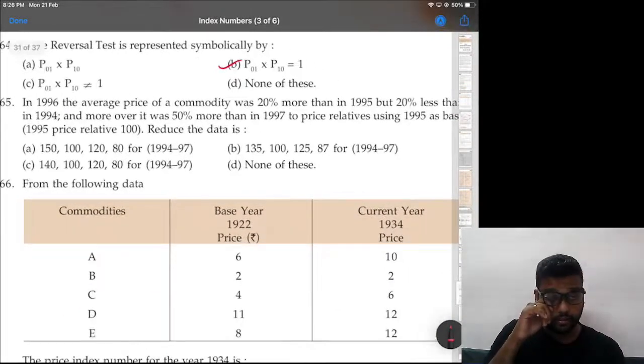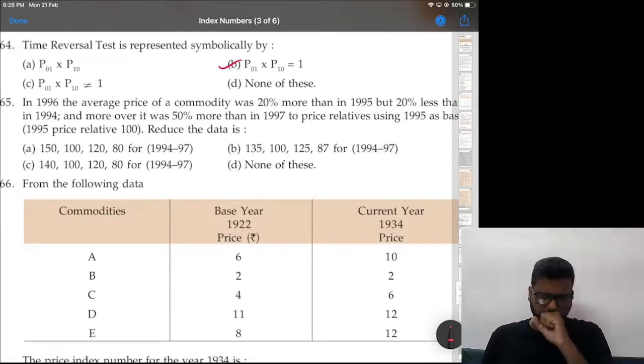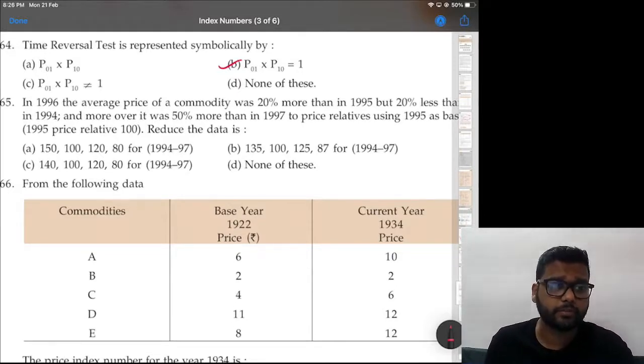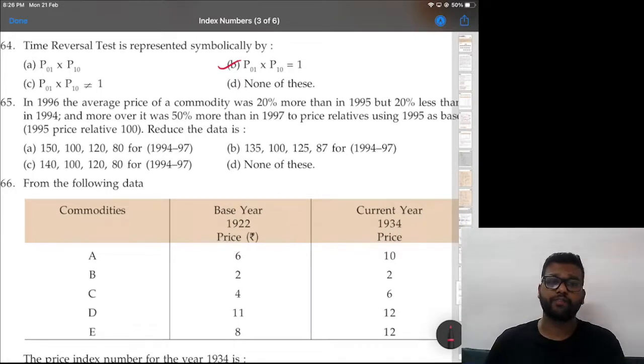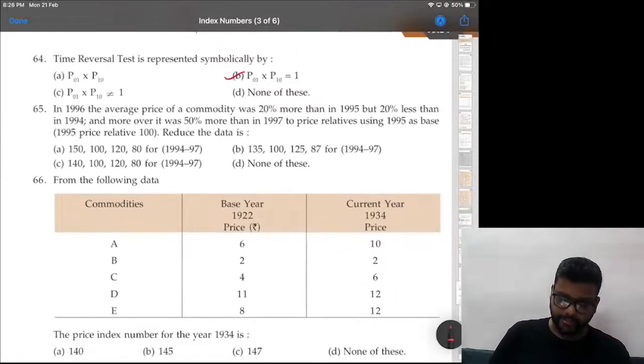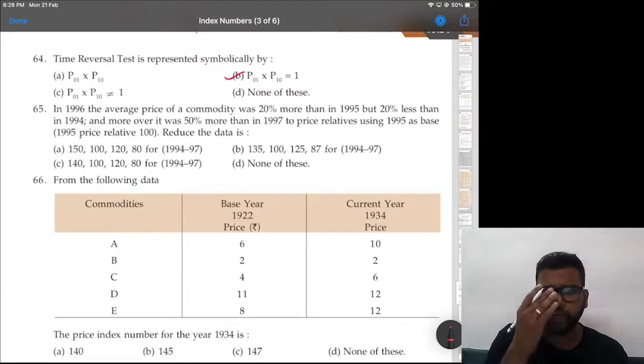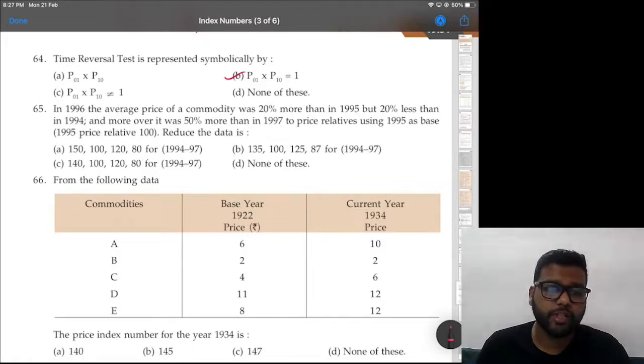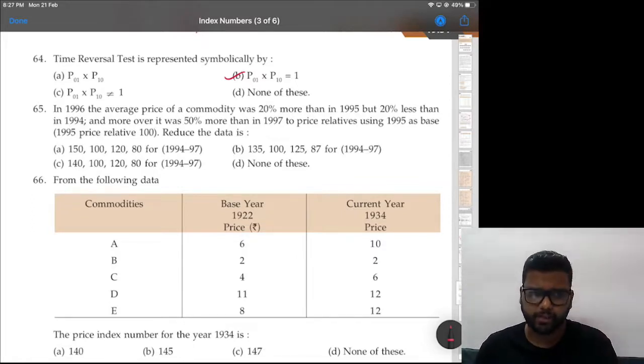65 is a good one. Let's see that. Okay, so 65. In 1996, the average price of a commodity was 20% more than 1995, but 20% less than 1994. And moreover, it was 50% more than 1997. Find price relatives using 1995 as base. There is some grammatical mistake, but let's ignore that.